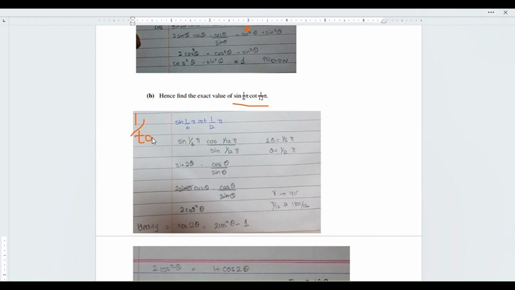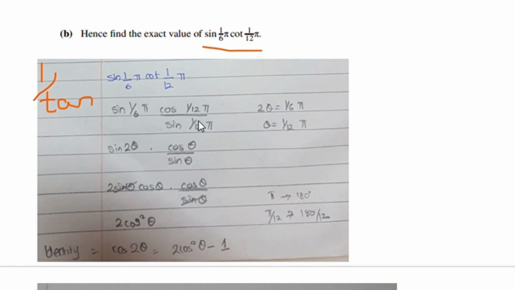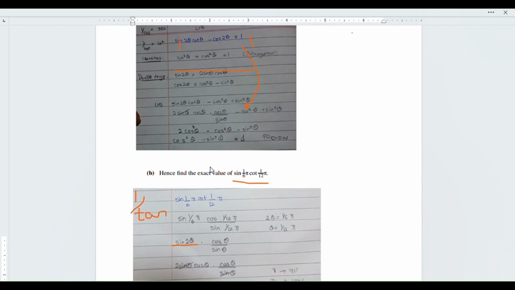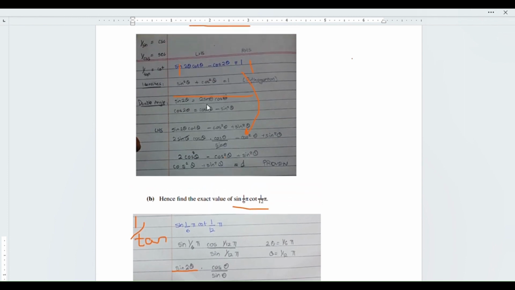Tan is basically sine over cos. So 1 over tan would become cos over sine. So cos 1 over 12 pi and sine 1 over 12 pi. Now let me just turn this into theta for ease. Use the double angle formula over here to break down sine 2 theta. I've done it previously over here. Now sine 2 theta is 2 sine theta cos theta, as we see from the above trigonometric identity.